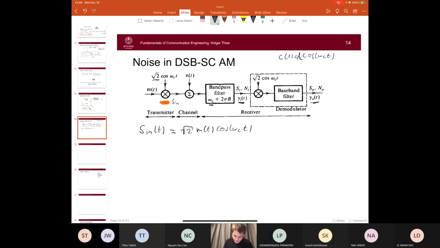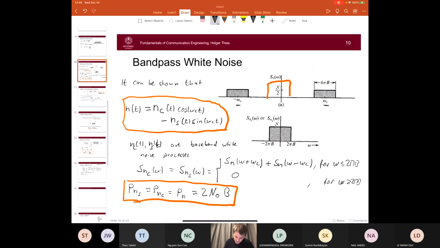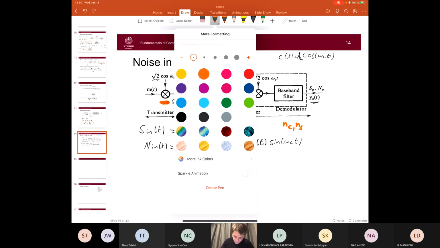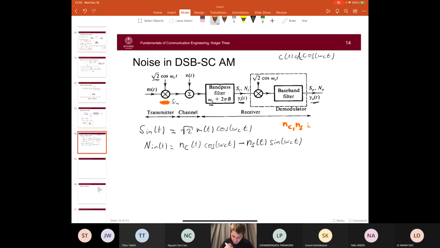And we assume that the noise we will get is the filtered noise, which is just what we have seen: bandpass white noise. Bandpass white noise we have seen in the definition, and we can use this result and write it in two components, as n_c(t) cosine omega_c t minus n_s(t) sine omega_c t. And here both n_c and n_s are baseband white noise.